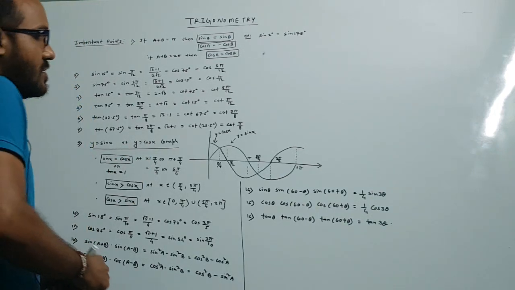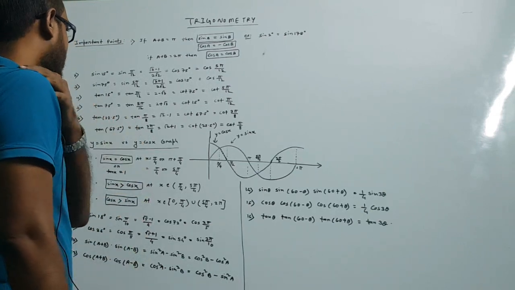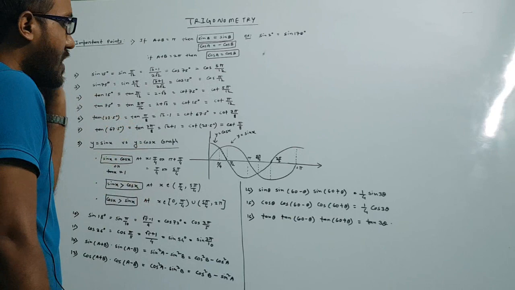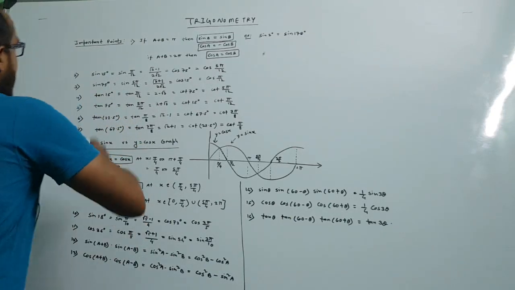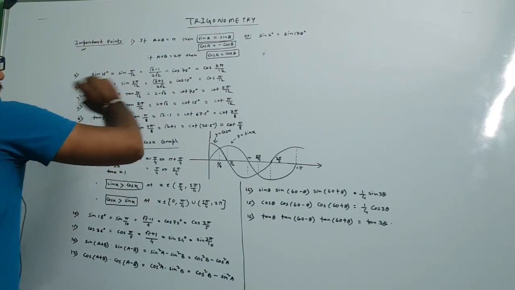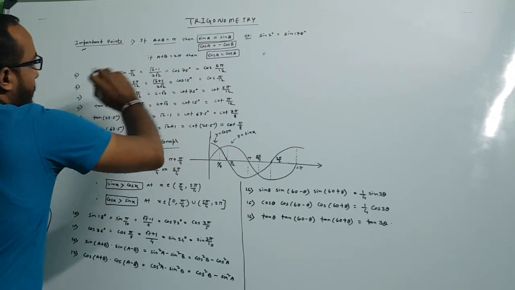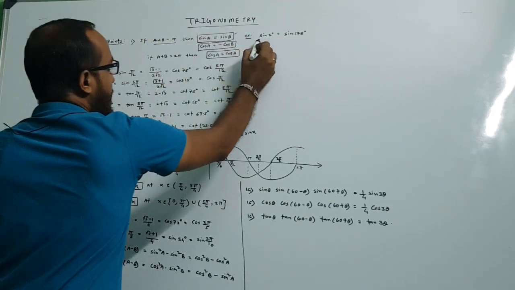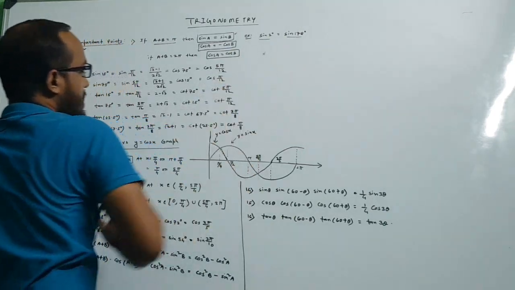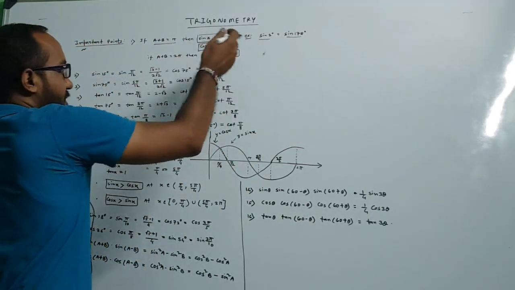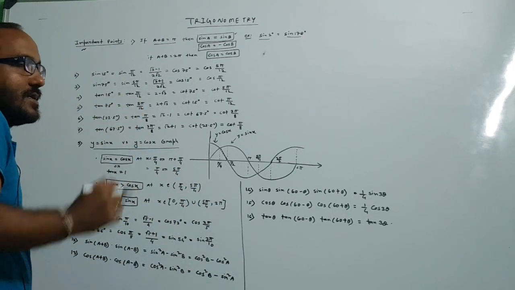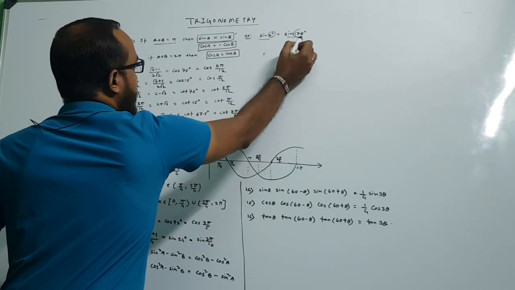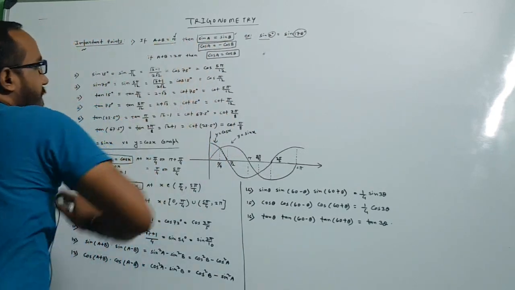So let's start. Maximum number of formulas we have already covered in our board level. We will see what we have not learned in those lectures. See some important points. If a plus b equals pi, then sin a always equals sin b. That means sin 2 degree equals sin 178 degree, sin 50 degree equals sin 130 degree, because this angle plus this angle should equal 180 degree, pi.